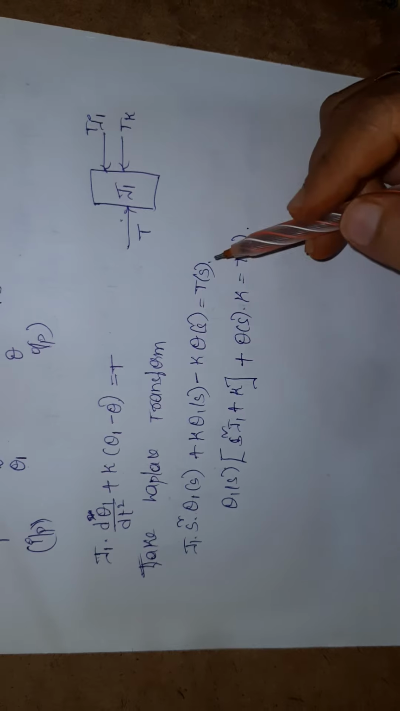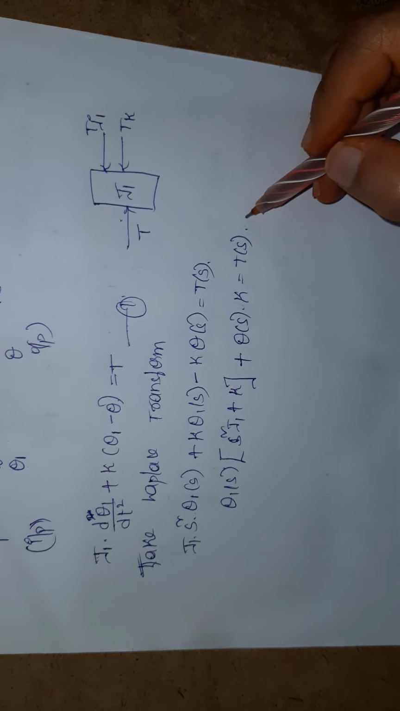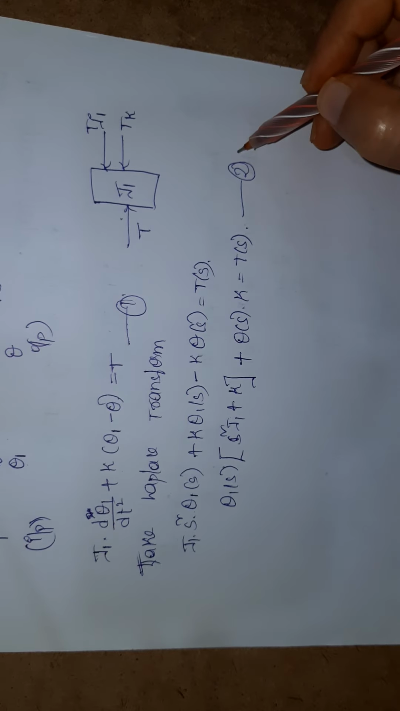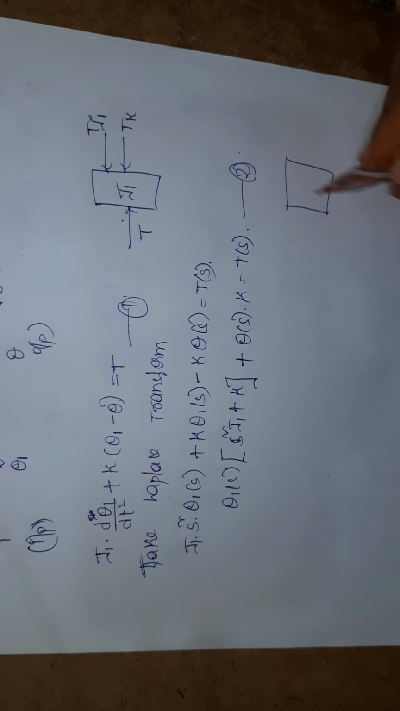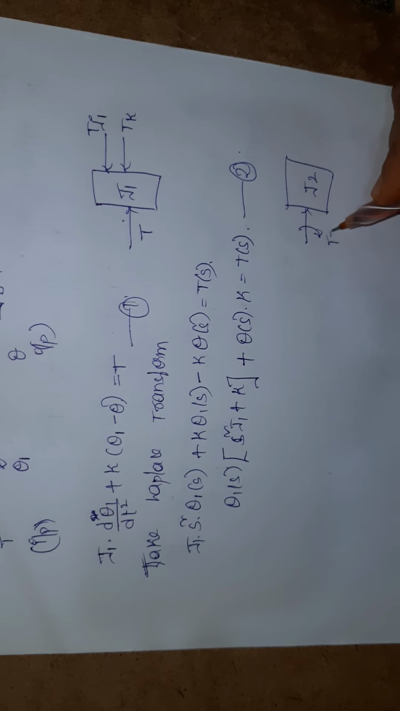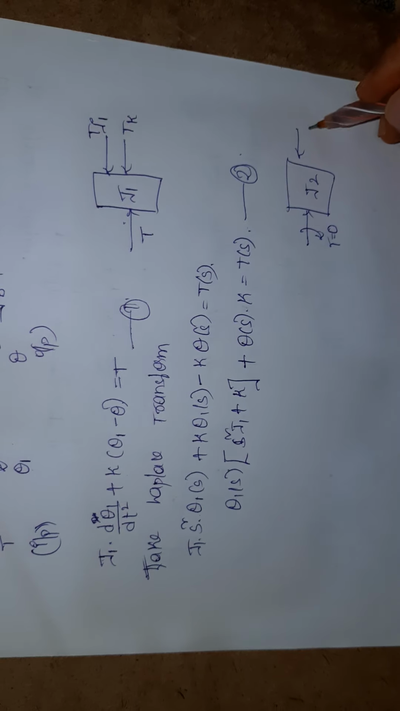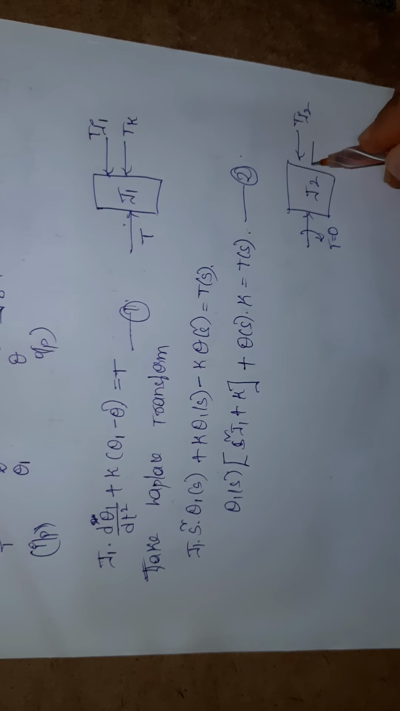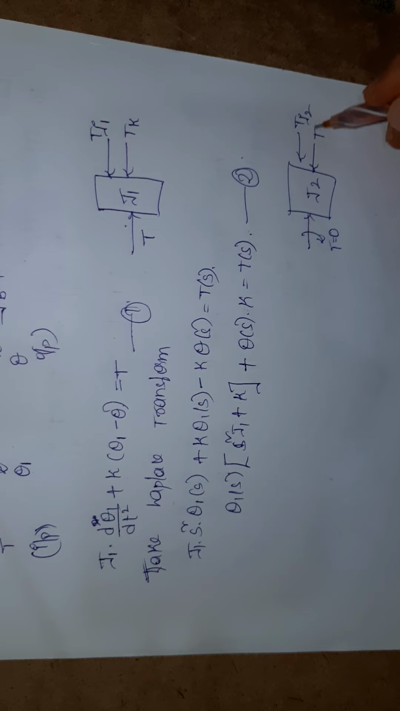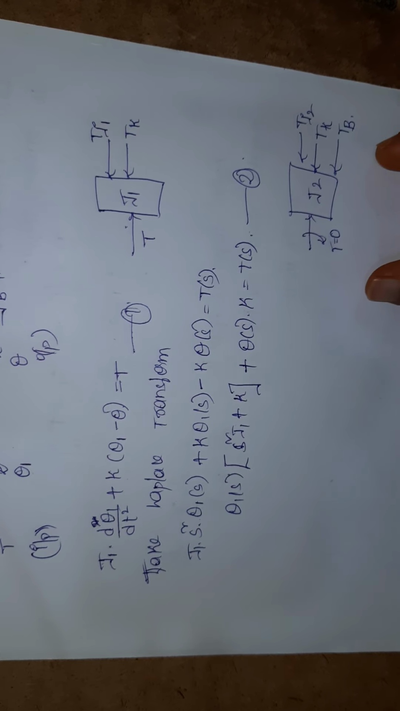Okay, so this is the first differential equation. Next, this is the first Laplace transform equation. Now consider J2, and there is no torque applied on J2, so the applied torque is equal to 0, but opposing forces will be present. These opposing forces are due to Tj2. Next, Tk, which is in between two nodes. Next, Tb.